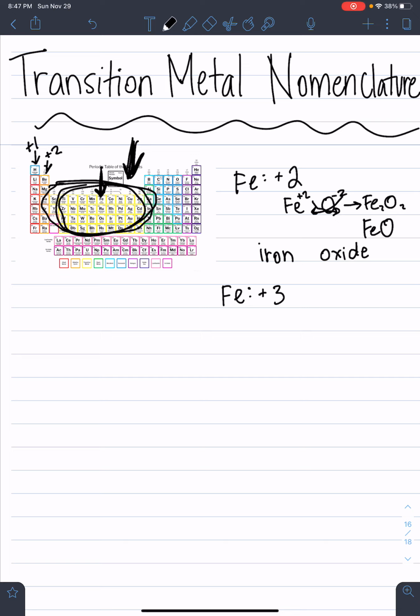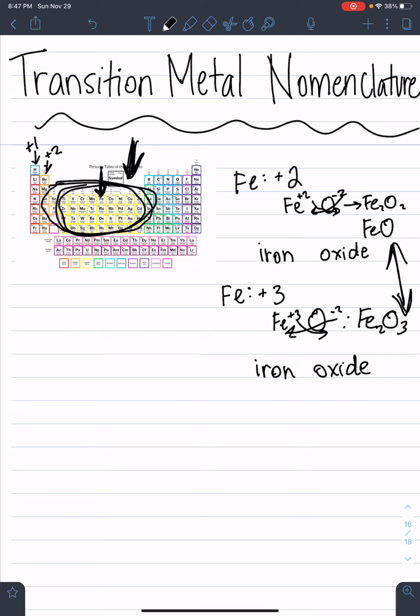Now let's do it with the +3 charge. So if it had a +3 charge, you'd have Fe +3 with an O -2, right? So we swap them and drop them, and then you'd have Fe2O3. So that's different. These two are different. And if we were to write this one's name, we would just write iron oxide, right?